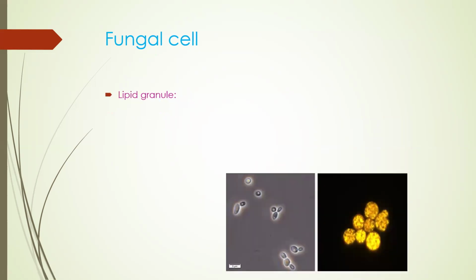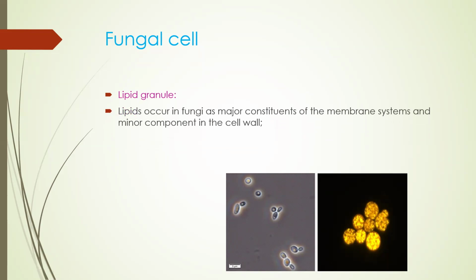Next one is lipid granule. Look at here. This is the lipid granules. These lipid granules you can also observe only in a microscope. Look at here. This is the lipid granules. Lipids occur in fungi as major constituents of the membrane systems and minor components in the cell wall. Major components and minor components both are present in the cell wall. Okay, look at here. This is the lipid granules.